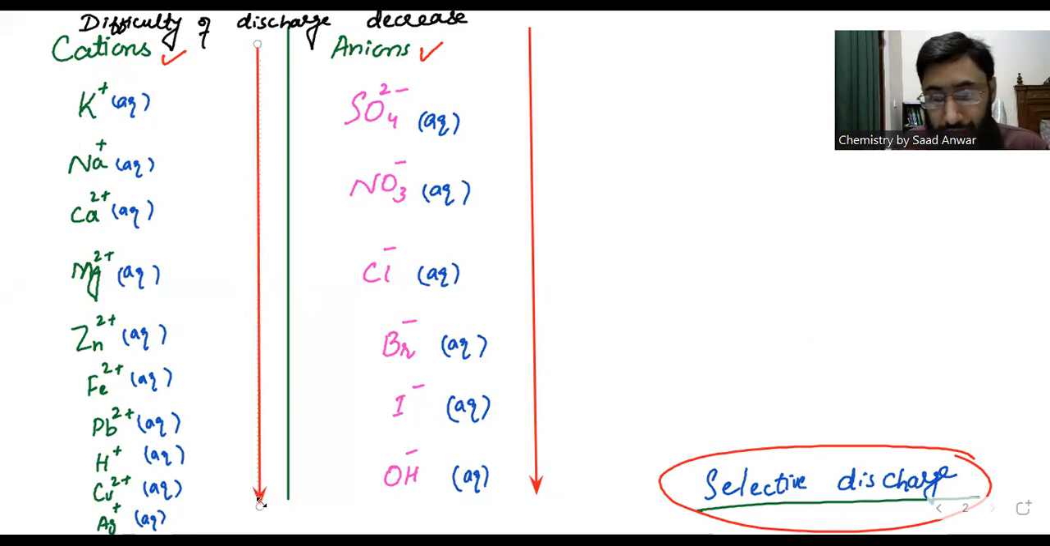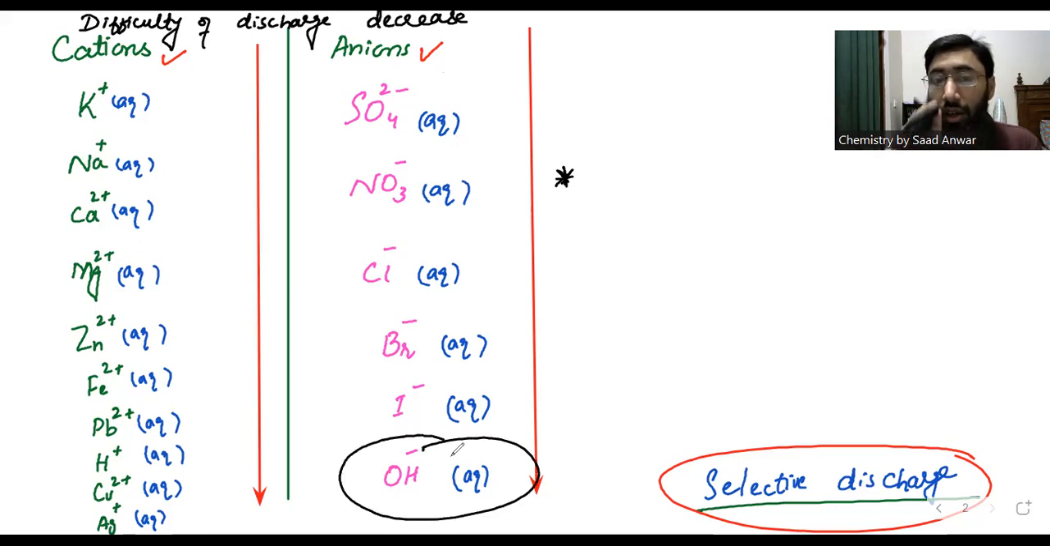What does this sentence mean? Difficulty of discharge decreases from top to bottom. This means the ions which are present at the top will reach later. Oh, sorry, something is wrong. Let me clarify this. Difficulty of discharge decreases from top to bottom. This means the ions which are present at the bottom will reach the electrode earlier.